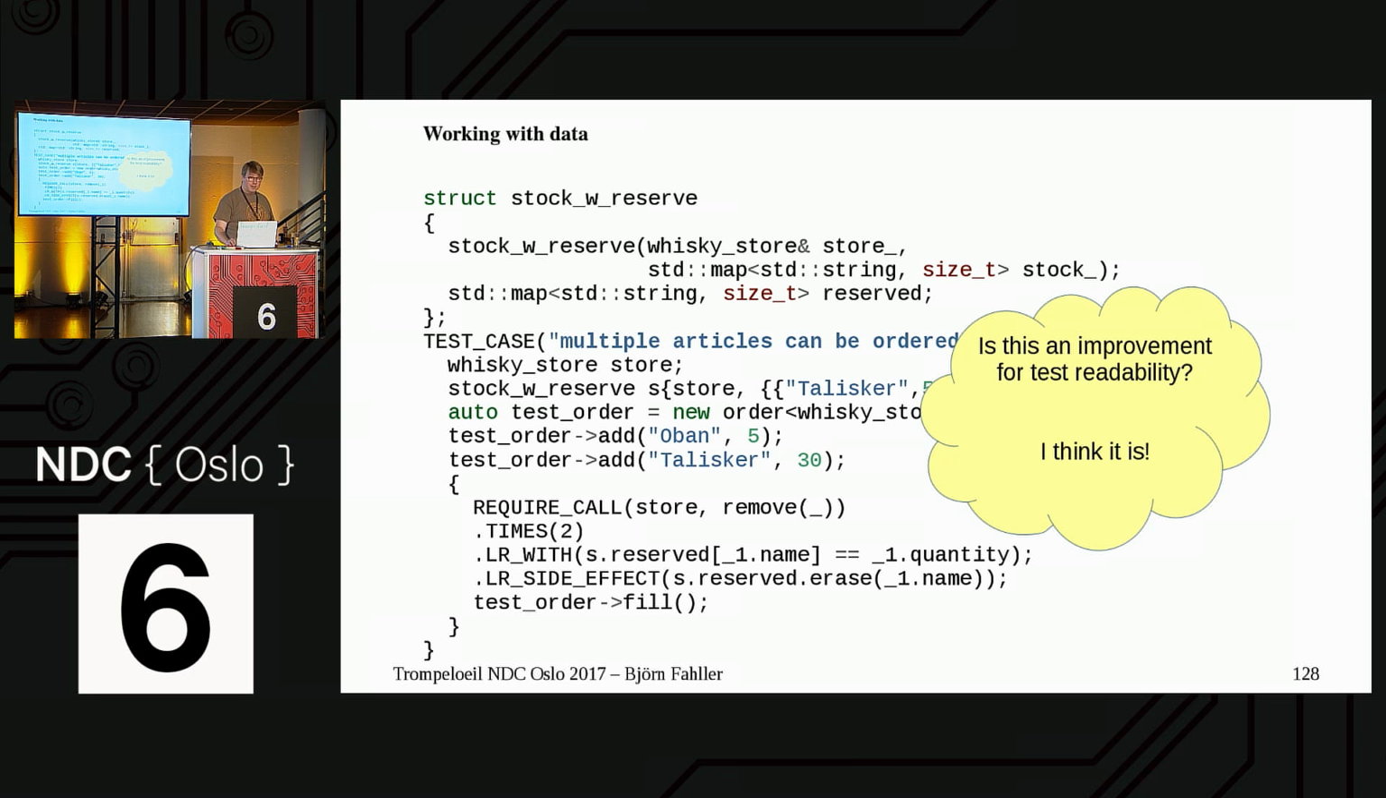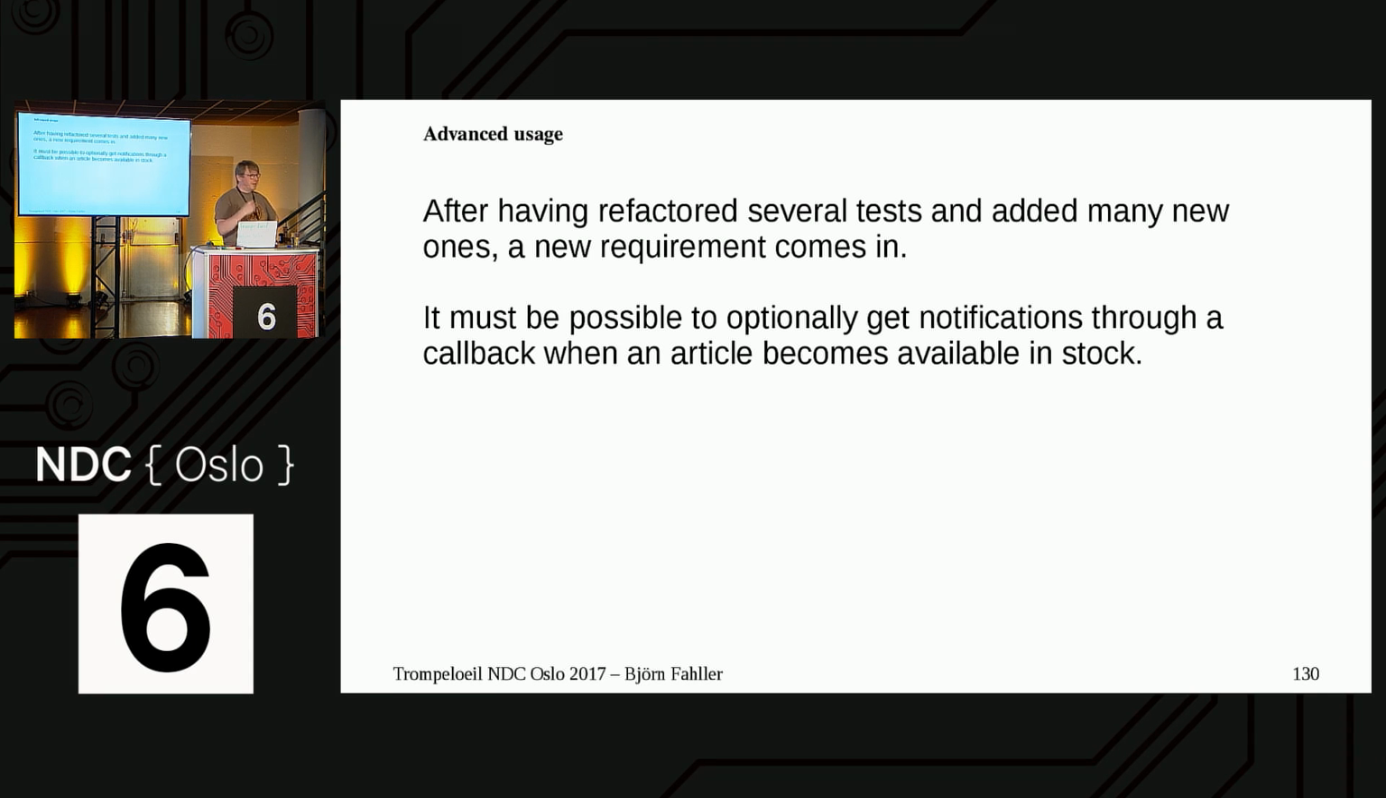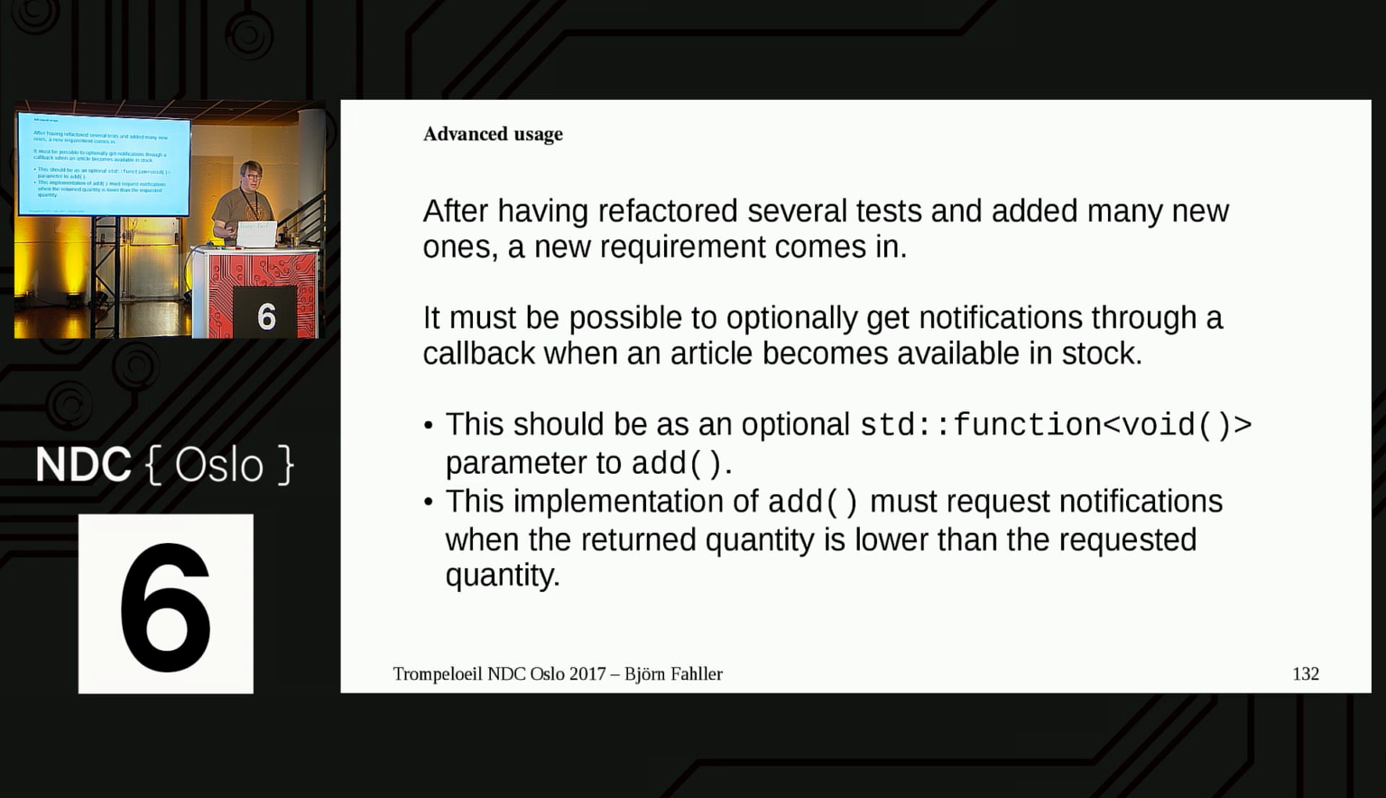Okay, now for something a little bit more advanced. Evil product manager comes in with a new requirement. It must be possible to get notifications when we tried to order something that wasn't in stock, at least not to the extent that we wanted to, so we've been disappointed. And this should be an optional parameter, a std function parameter to add, and we want the implementation add to request the notification when the return quantity is lower than the requested quantity.